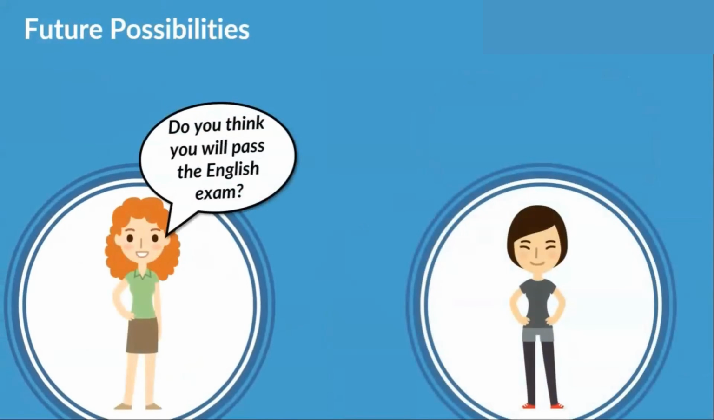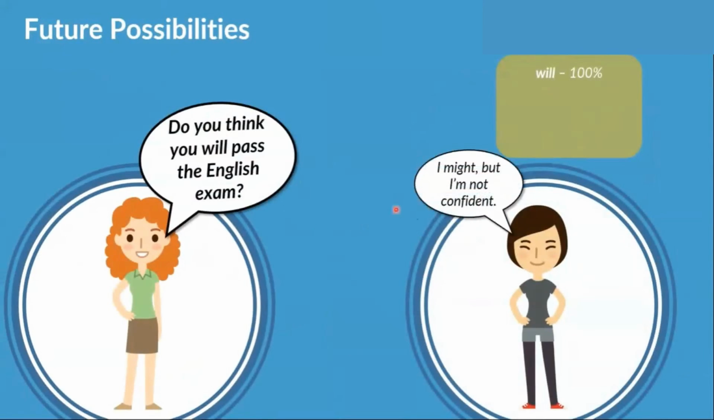Okay? So, let's look at how we use these different modals of possibility. Do you think you will pass the English exam? Of course, I will. And that is 100%. We use the future simple when it's 100%, okay? Of course, I will. I will pass the English exam. Now, let's ask her again. Do you think you'll pass the English exam? I might, but I'm not confident.